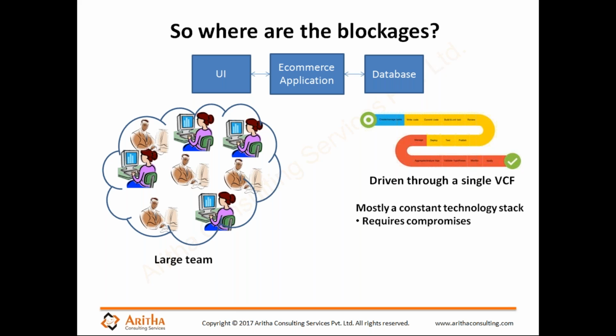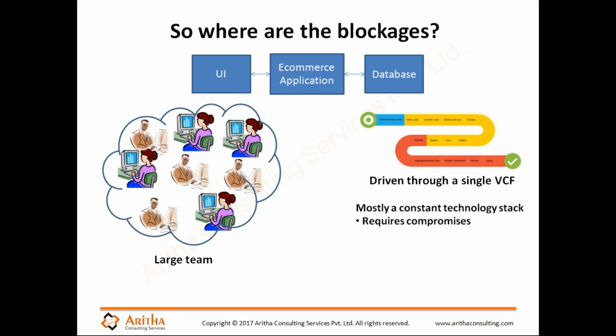And also, one more, it's more of a minor constraint than a major one. All these monolith applications mostly run on a constant technology stack. That means there may be different components in this e-commerce application which can benefit from a different technology stack. But because of the nature of the architecture, all of them have to be built on the same technology stack. So we may be using PHP, Java, Spring, or whatever you have chosen. That kind of technology decision also requires compromises to be made.